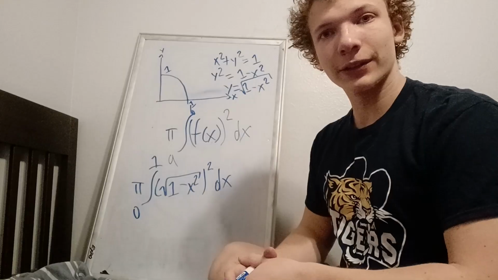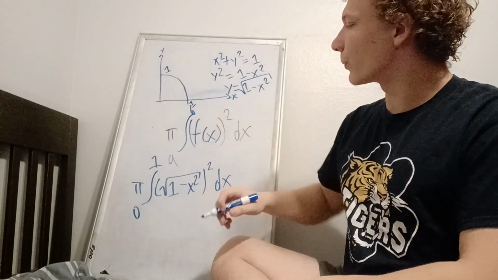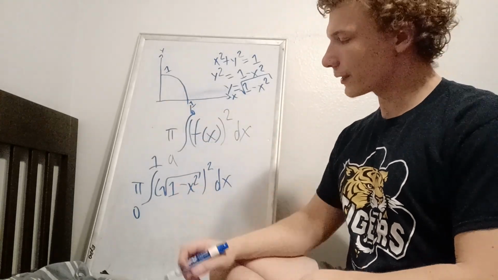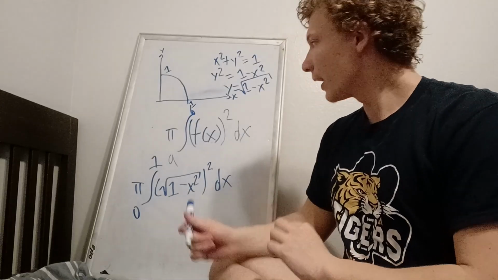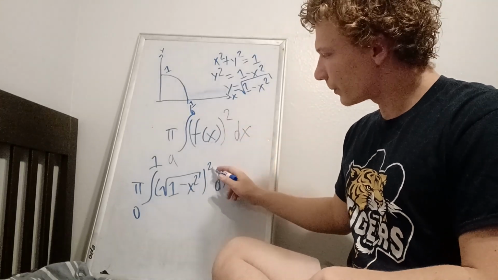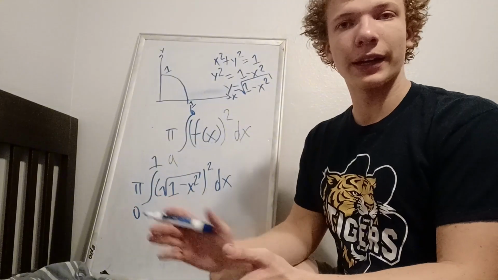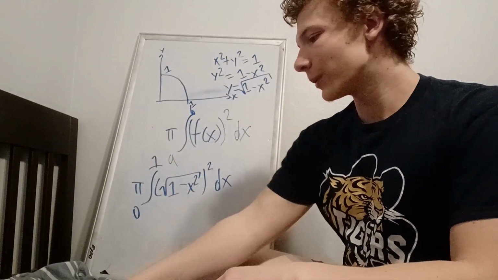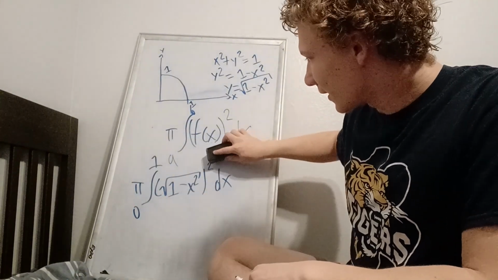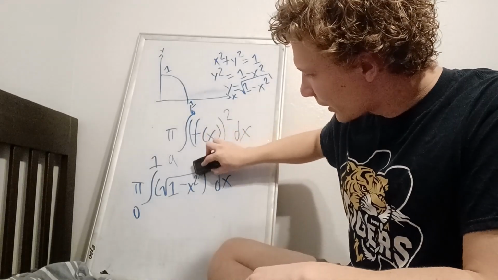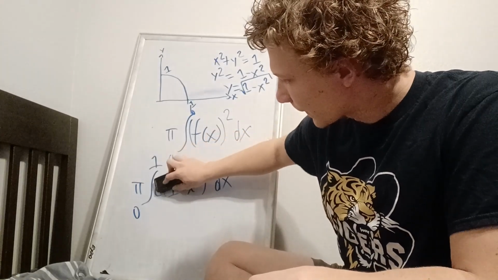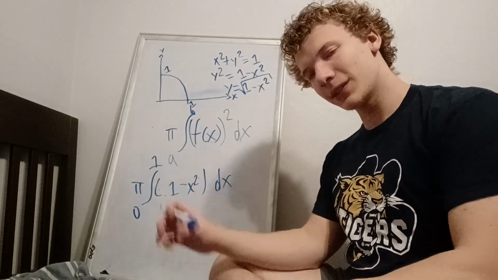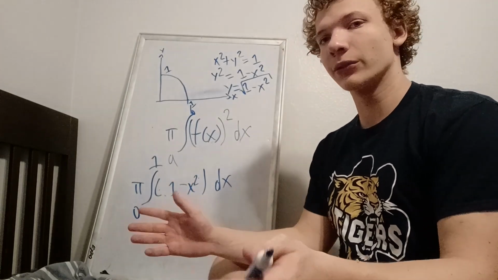As you can see by the graph, we're going to be integrating from 0 to 1, and our function of x is going to be the square root of 1 minus x squared. And based on this formula right here, we'll be squaring that and then having pi in the front. Now, the first thing that we can do, very obviously, is cancel this square with this square root. And that gives us a much, much easier integral to deal with.